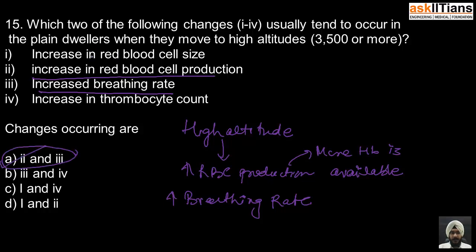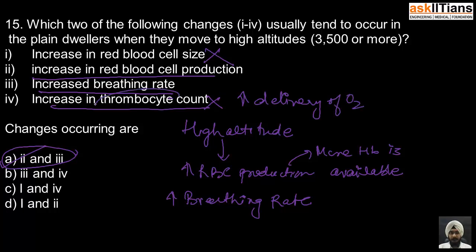Rest of the options are not correct, because the increase in RBC size has nothing much to do with increased delivery of oxygen. So this is incorrect. And increase in thrombocyte count has no role with relation to increased delivery of oxygen or increased gaseous exchange to tissues, because thrombocytes are involved in blood clotting. So the correct option is A, which is 2 and 3. Let's go to the next question.